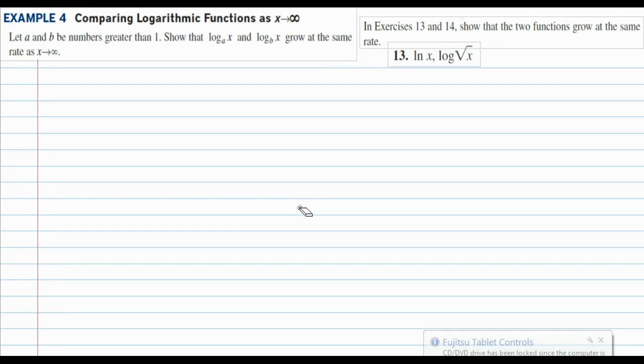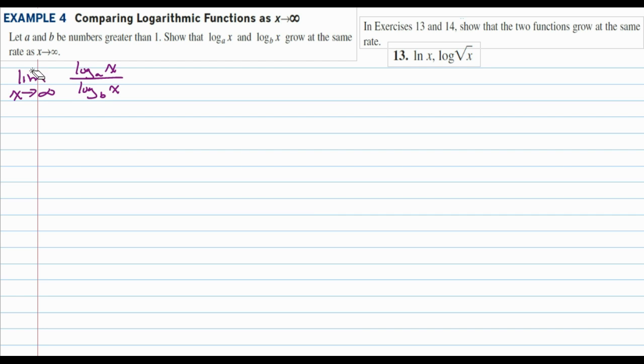This is the screencast for section 8.3, example 4, comparing logarithmic functions as x approaches infinity. Let a and b be numbers greater than 1. Show that the log base a of x and the log base b of x, no matter what they are, as long as the base is greater than 1, grow at the same rate as x approaches infinity. So we're looking for the same rate, so not infinity or 0.